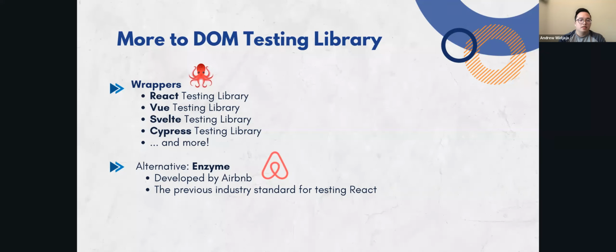Before I go on, I'd like to give some attention to Enzyme, which was developed by Airbnb and was previously the industry standard for testing React. While it's useful, the main issue is that it would test the underlying code of the components rather than the rendered DOM nodes. And so it results in testing how your code would see it as opposed to how your user would see it.